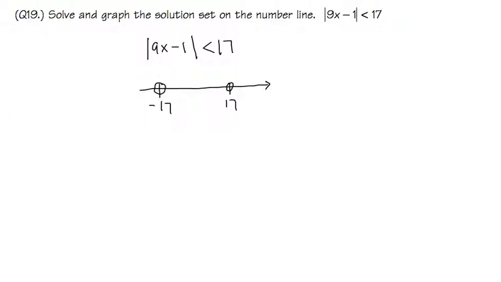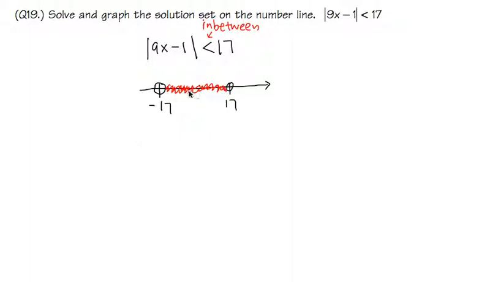All right? So what's happening is that the absolute value of something inside is less than 17. And as you can see, we put 2 points on the number line. And the less than, in this case, means that you want to put it in between. That's the idea. So the inside, 9x minus 1, is going to be in between these two numbers, negative 17 and positive 17. So this is how you are going to set up your compound inequality.